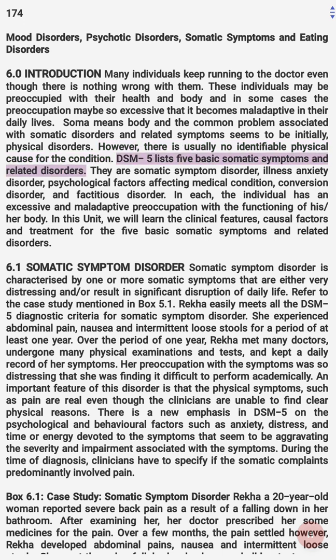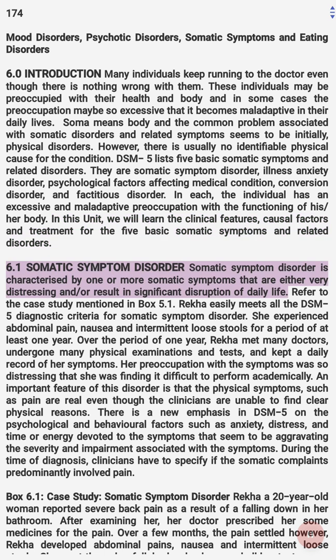DSM-5 lists 5 basic somatic symptoms and related disorders. They are somatic symptom disorder, illness anxiety disorder, psychological factors affecting medical condition, conversion disorder, and factitious disorder. In each, the individual has an excessive and maladaptive preoccupation with the functioning of his or her body. In this unit, we will learn the clinical features, causal factors, and treatment for the 5 basic somatic symptoms and related disorders.